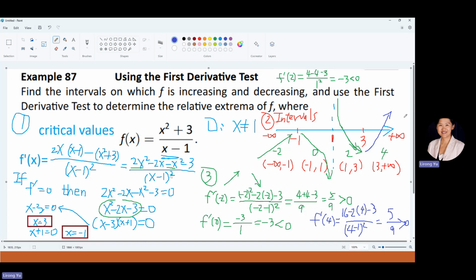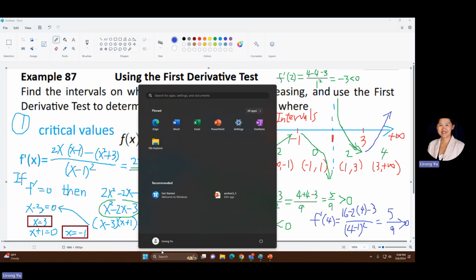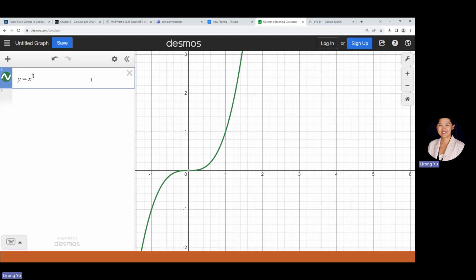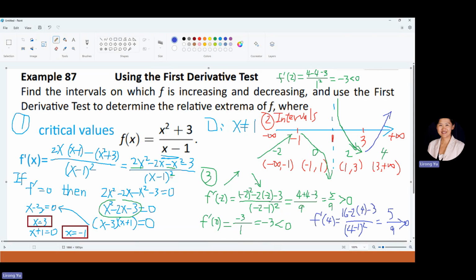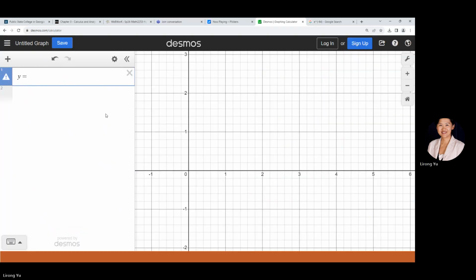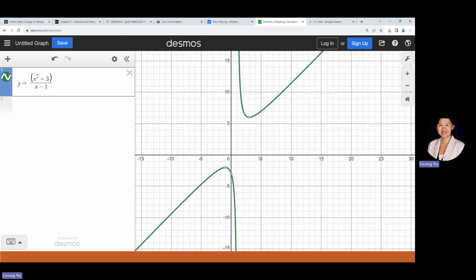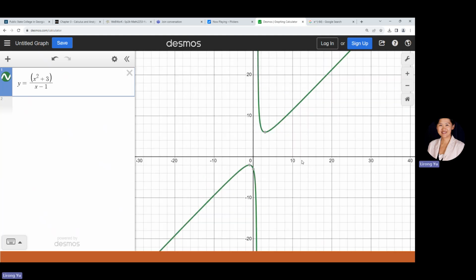That's the answer to all the questions. Any questions? That's the first derivative test. The graph is really a rough sketch, and you want to confirm what we have here. We can use the actual expression: x squared plus 3 x plus 3 divided by x minus 1. So this is how it actually behaves.